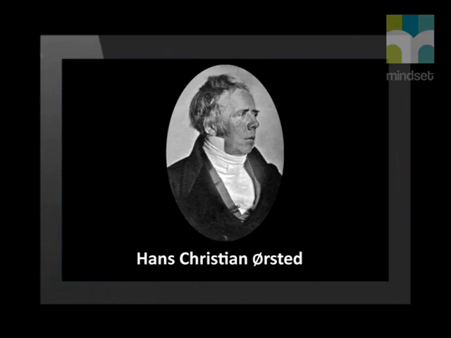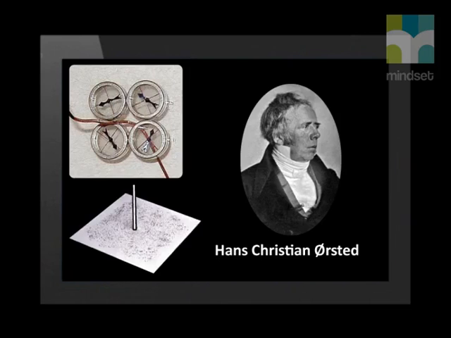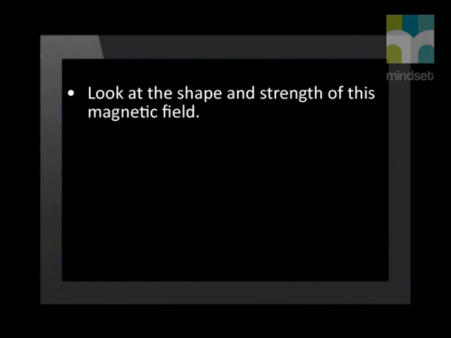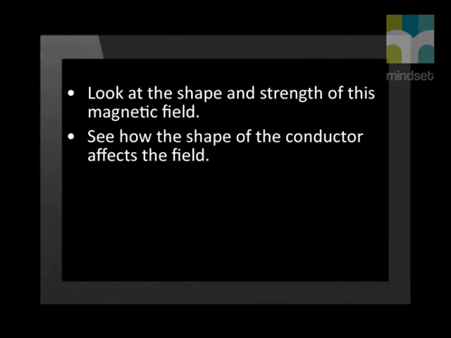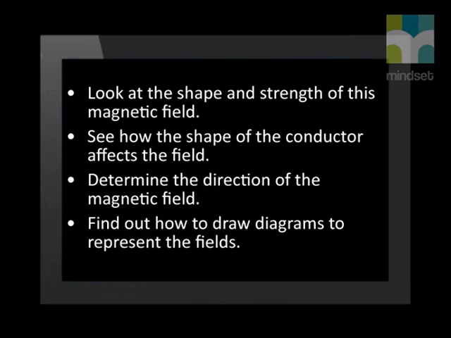We know that many years ago, Hans Ørsted discovered that there is a magnetic field around a conductor when a current flows. We used plotting compasses to show the field and saw that the magnetic field develops around the current carrying conductor. Today, we'll look at the shape and strength of this magnetic field. We will also see how the shape of the conductor affects the field. We will determine the direction of the magnetic field. Finally, we will find out how to draw diagrams to represent the fields.